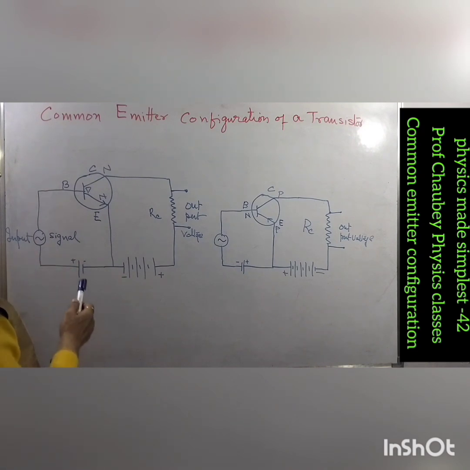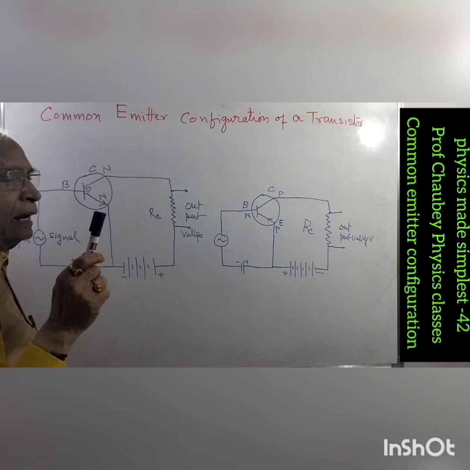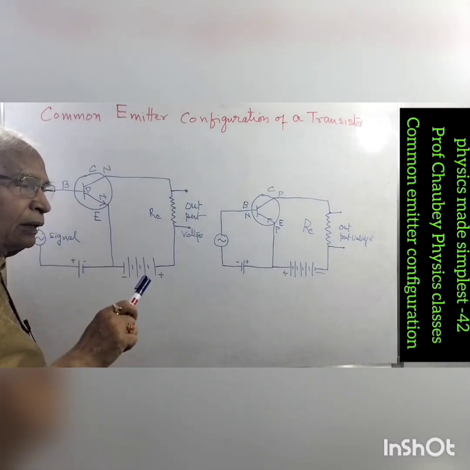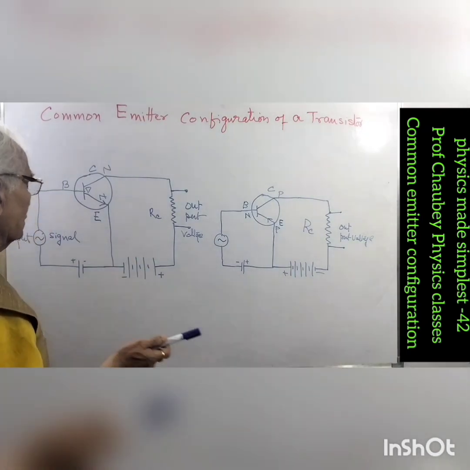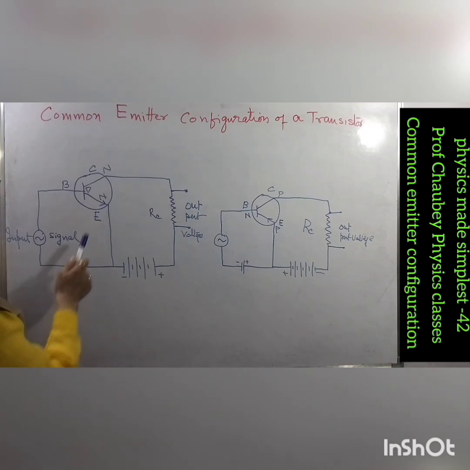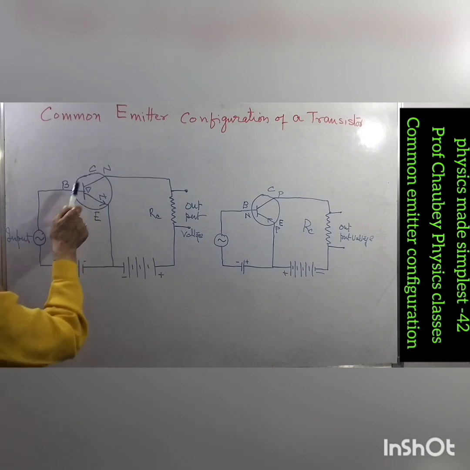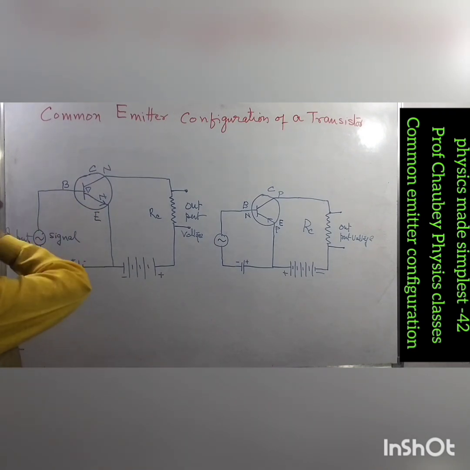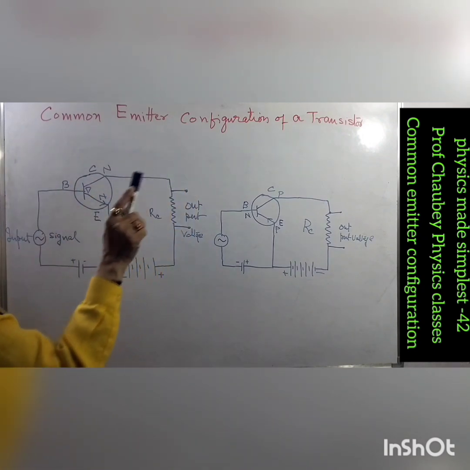As per rule, the emitter base circuit is forward bias. This base is the P, so I am applying positive potential, which means the holes will go forward. So it is forward bias.